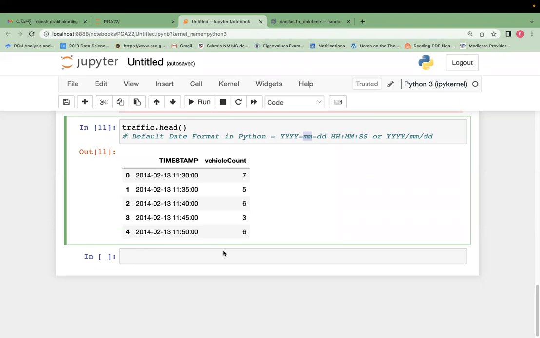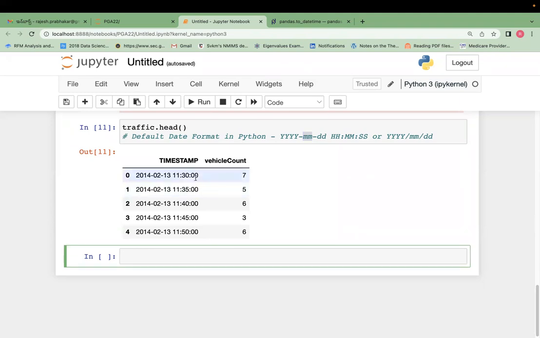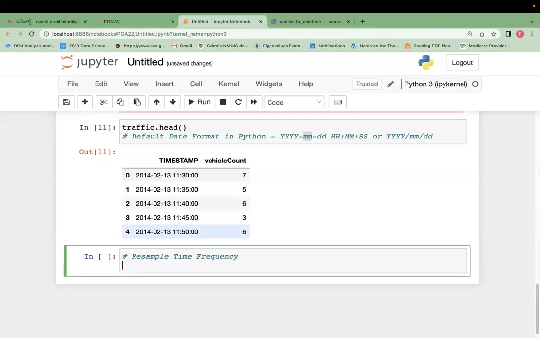Yes, sir. Okay. Now, our data is in a 5-minute time interval. You can see the timestamp here. 5 minutes is a very, very short time interval, so we need to resample the data. We have to resample the time frequency into hourly traffic.